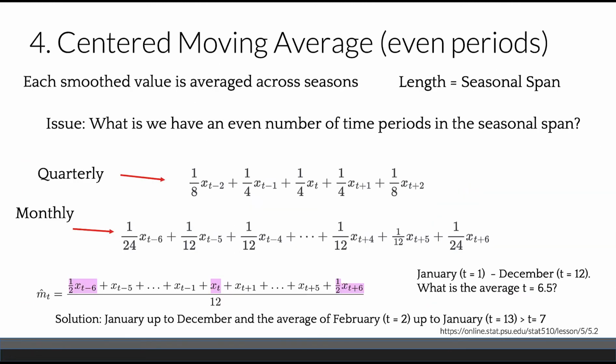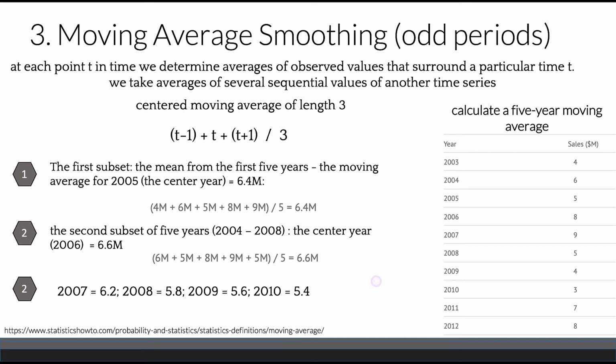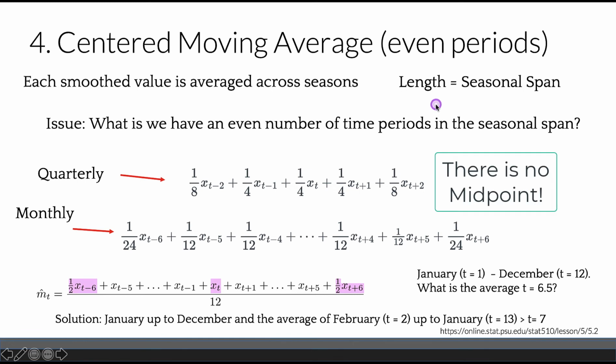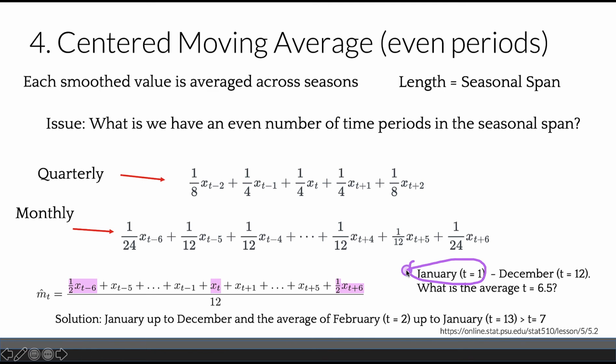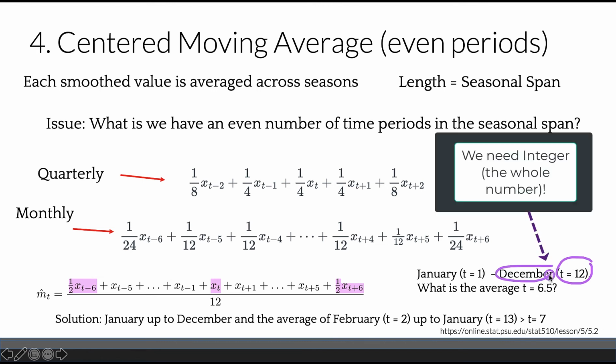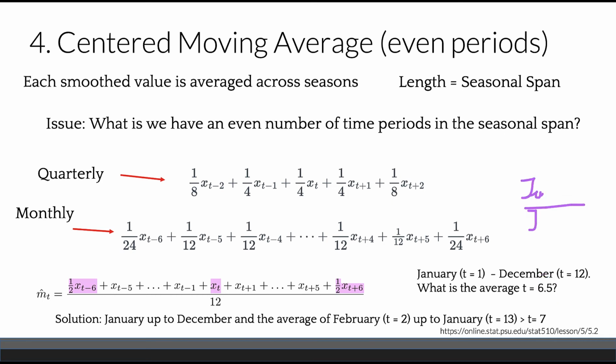What happens if we have even time periods? For instance, in the previous slide, we were calculating a 5-year moving average, so the center was 2005. But what happens if we have an even number of time periods? If we take a monthly time series, January being t equals 1 and t equals 12 being the last month, the average would be at 6.5. We have June and July, and the average will be right between these two months, so 6.5.